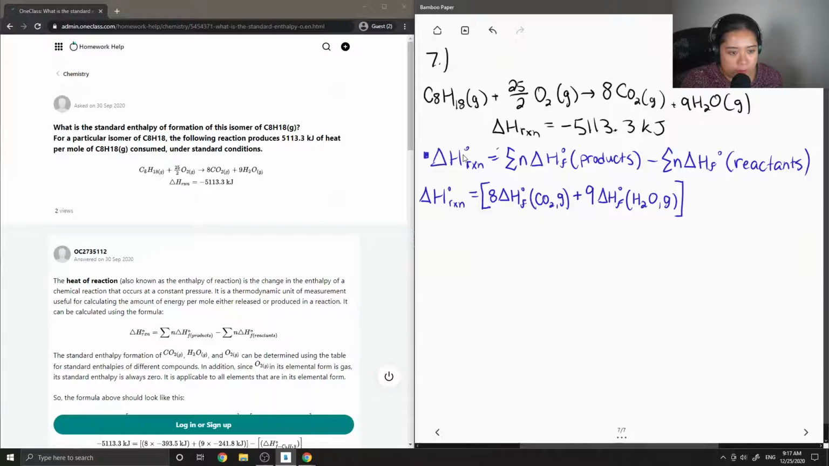And now I'm going to subtract our reactants. So our reactants is 1 mole of the octane, so I don't need to write any coefficient in front of it. And this is what we are trying to solve for. C8H18 gas. And then this is added to 25 over 2.